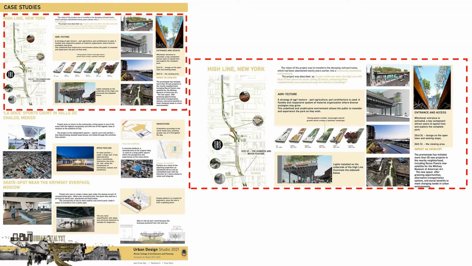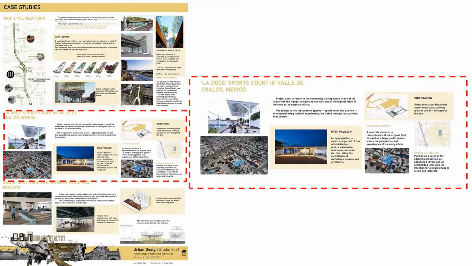Next case study is Ladoke, which is a sports court located in Mexico. The site being located in an area with high marginality, the project aims to provide a living space for the whole area. There are 2 independent spaces, a sports court and a pavilion. Overall orientation is in such a way that it allows greater use throughout the day. As a whole, the structure acts as a union of adjoining properties which are abandoned lands.